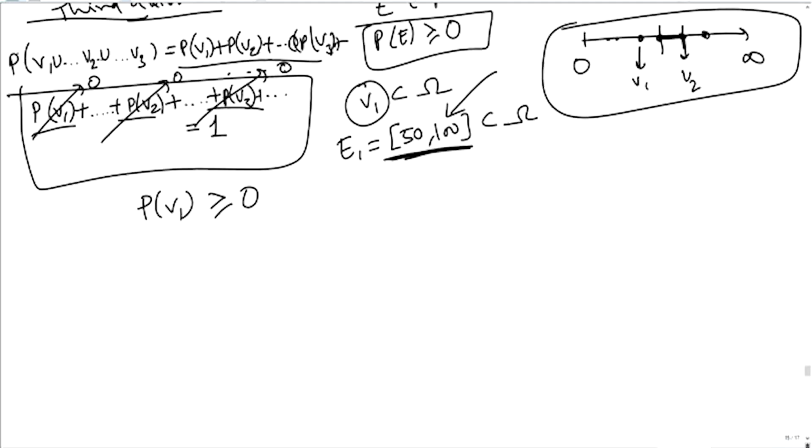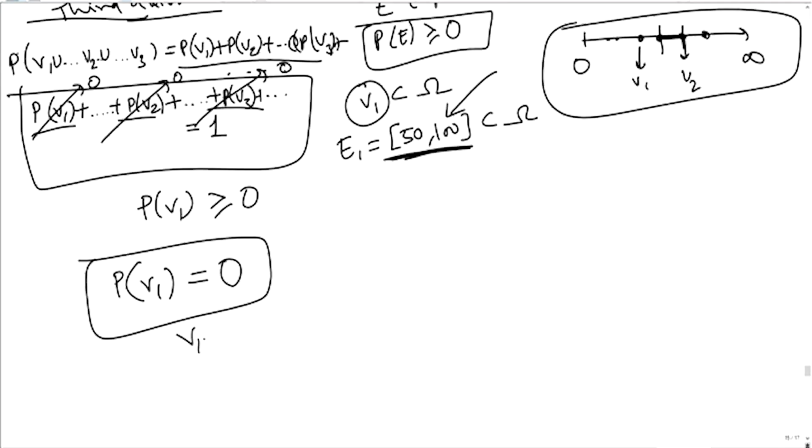Okay. So, what it implies is that the probability of any point value in a continuous sample space has to be equal to 0, where V1 is a point value, an elementary event. It belongs to your sample space omega. So, the probability of any point value in your continuous sample space is equal to 0. So, we cannot assign a non-zero probability to point values in a continuous sample space.